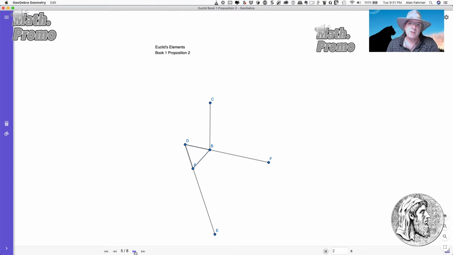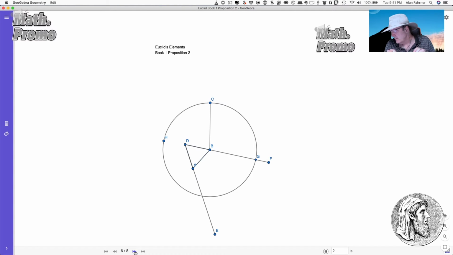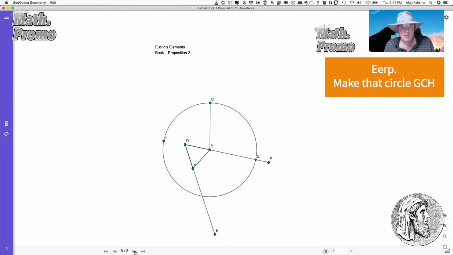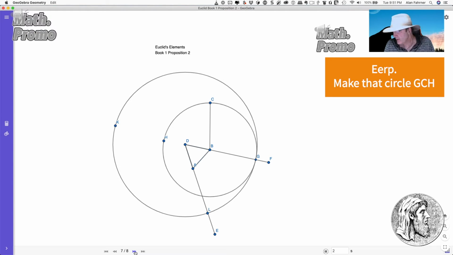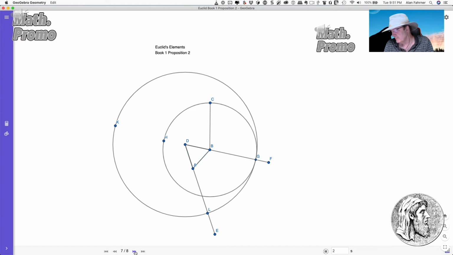And this is probably not going to surprise you, given what happened in book 1, proposition 1. I'm going to draw a circle. This circle is going to have B as the center, and then have BC be the radius. And you can see you end up with circle GBH. Now what? Another circle. This one's going to have D as the center, and DG as the radius. But of course, DG as a radius is the same as DL as a radius.